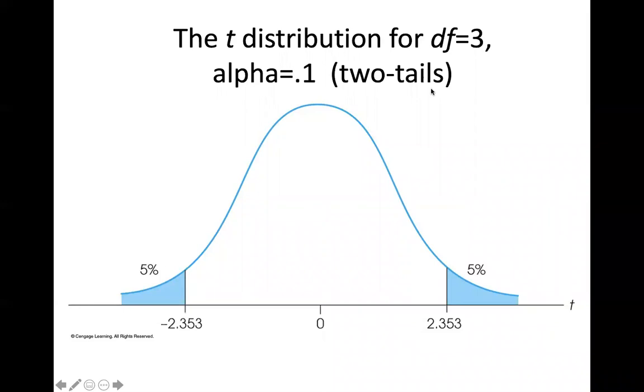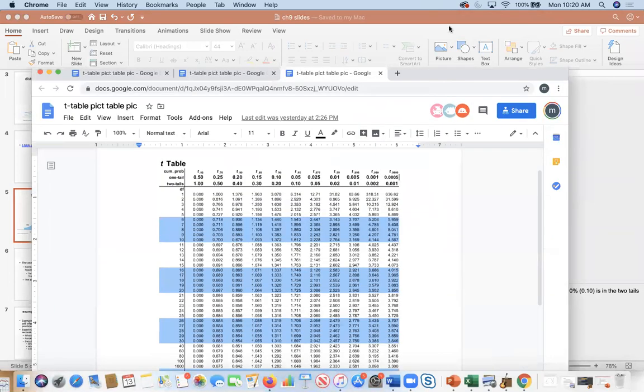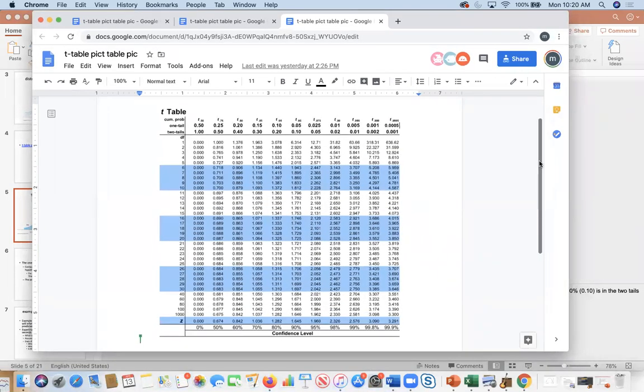So our alpha is 0.1, which means alpha is 10%, and we have two tails. If alpha is 10% and we have two tails, that means 5% is going to be in this left tail, and 5% of the distribution is going to be in this right tail. But we have these critical boundaries right here, and these are the numbers that you can get from the t-table. So we need to know these three pieces of information: degrees of freedom equals 3, alpha equals 0.1, two tails, and now we're going to go to our t-table, and we're going to look up the critical t value for that set of values.